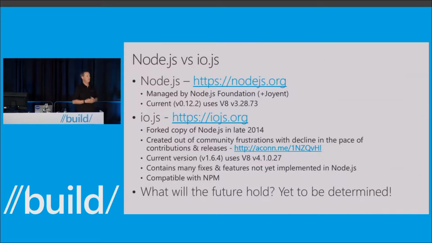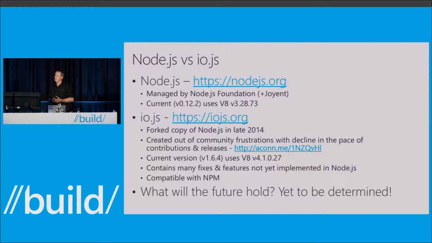And late in 2014, they forked Node.js and said, you know what? We're going to take our ball, we're going to go elsewhere, and we're going to do a lot of work with it. So a lot of the top contributors to Node.js went to IO.js. I've got a link up there where it talks a little bit about some of the frustrations and some of the articles of why you actually have some stuff out there. The current version is 1.6.4, and it uses the V8 engine 4.1.0.27. Why is that interesting?